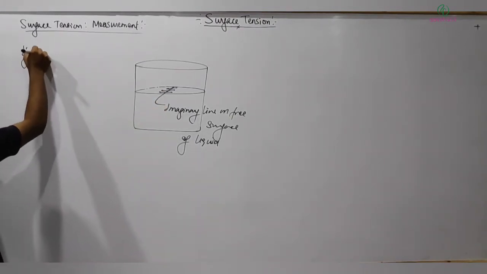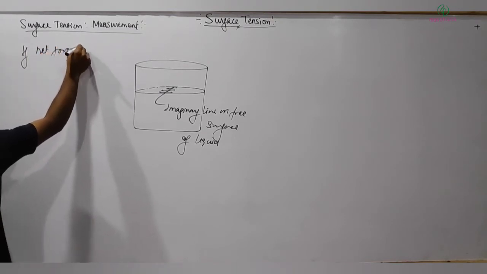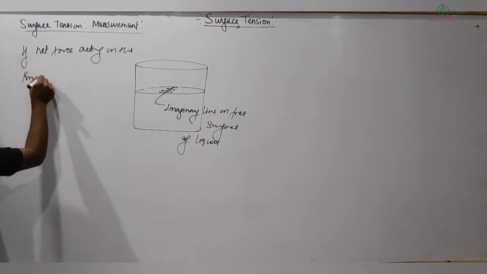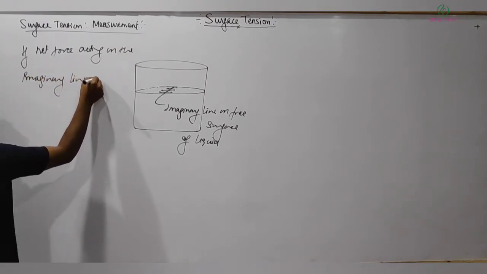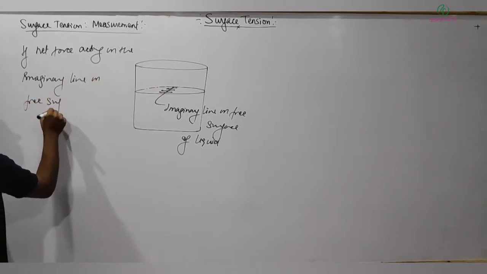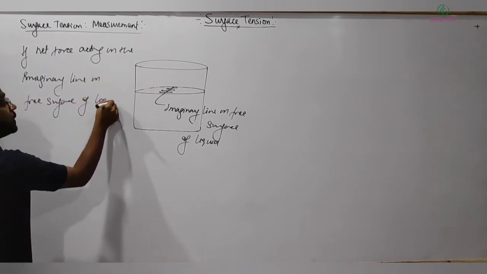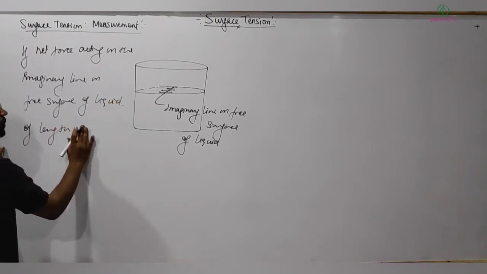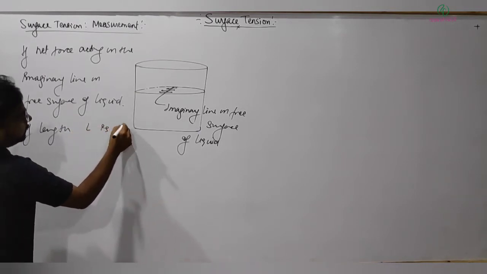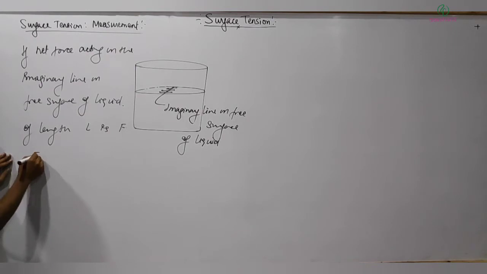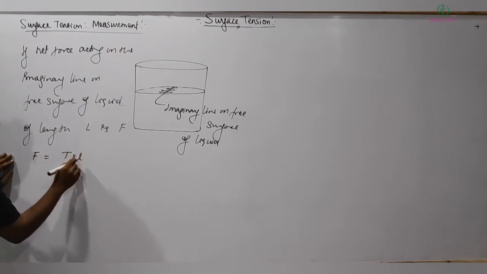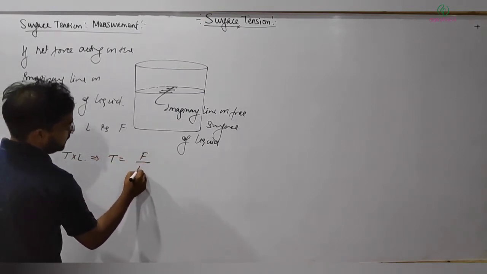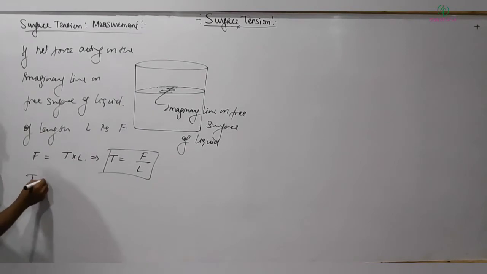If the net force acting on an imaginary line on the free surface of the liquid of length L is F, then we define F is equal to T into L, and this implies T is equal to F divided by L. This T is called surface tension.